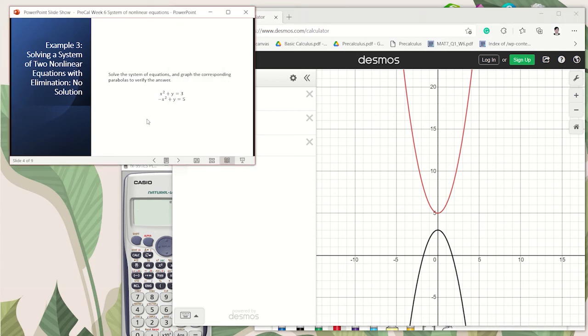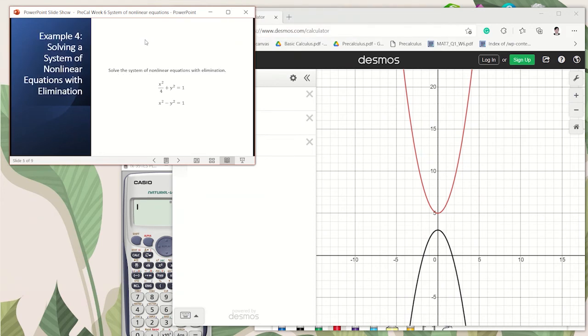So example 3 is an example of a system with no solution. Example 2 is an example of a system with more than one solution. And example 1 is an example of a system with one solution. Okay, let's proceed to example 4.